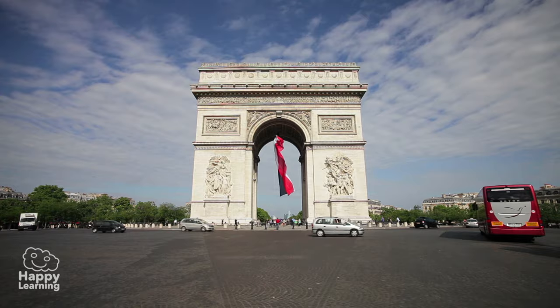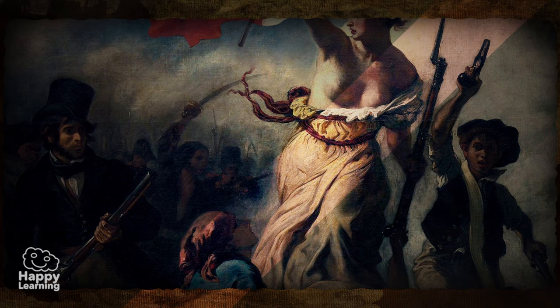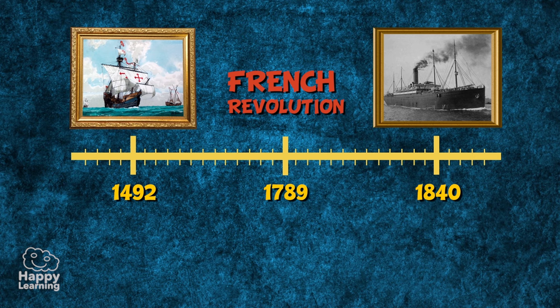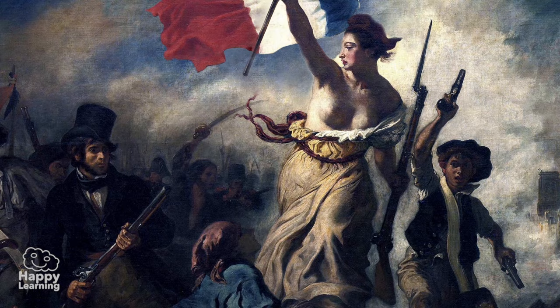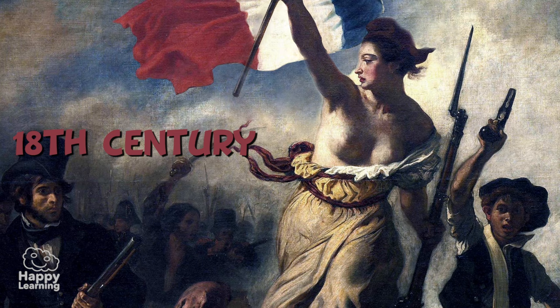Today, we're going to learn about the French Revolution. One of the most important events in world history, since it shifted the passage from the modern age to the contemporary age and performed the biggest political and social change that has ever been known in Europe. The French Revolution occurred at the end of the 18th century, exactly in the year 1789.